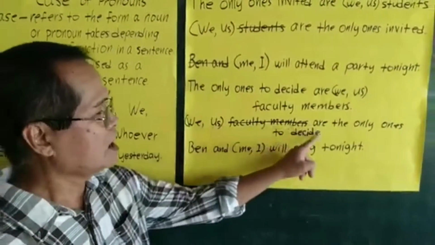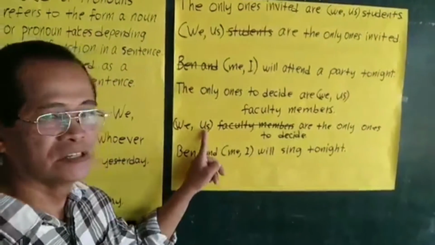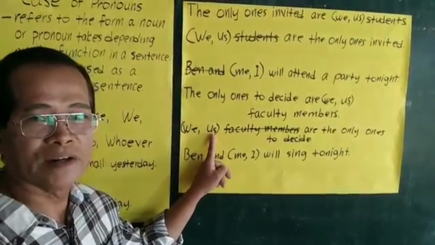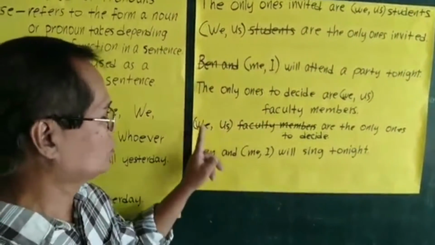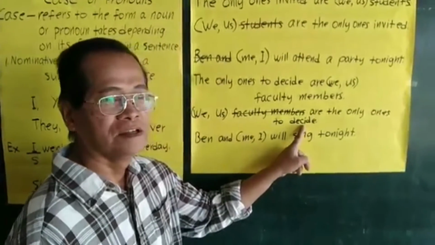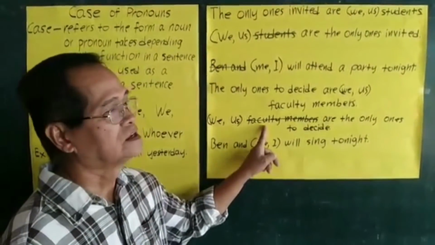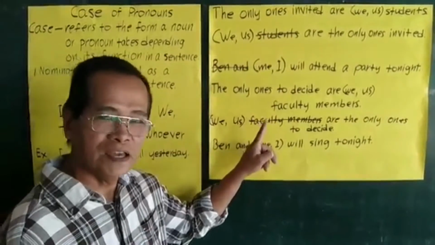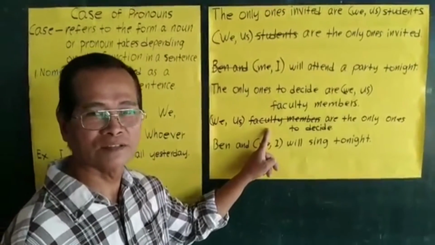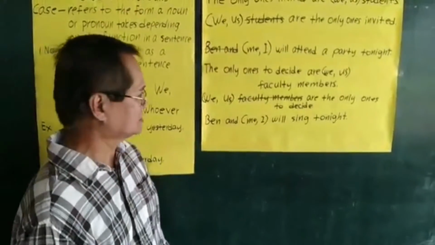We are the only ones to decide. If your answer is us, it sounds awkward. So it should be we. We are the only ones to decide. This technique is good even if you forgot the rule in grammar. You are going to arrive at the correct answer.